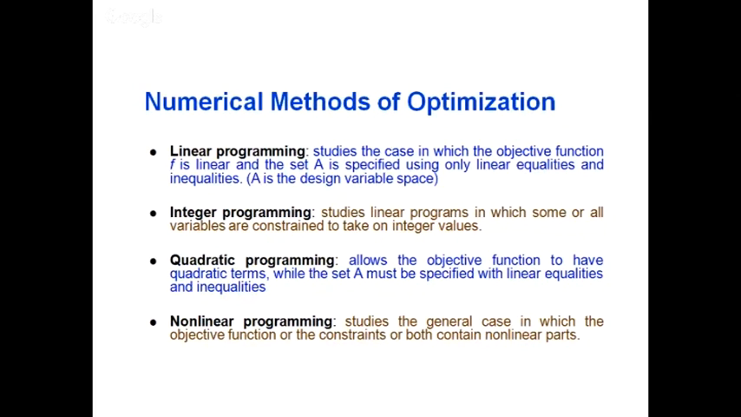Quadratic programming allows the objective function to have quadratic terms, while set A is a design variable space. It must be specified with the linear equalities and inequalities. Nonlinear programming studies the general case in which the objective function or the constraints or both contain nonlinear parts. Even quadratic programming and integer programming are also nonlinear programming. इसमें भी क्वाड्रेटिक में तो 2 पावर होती है, raised to power 2.